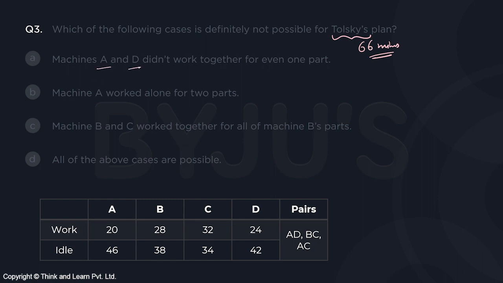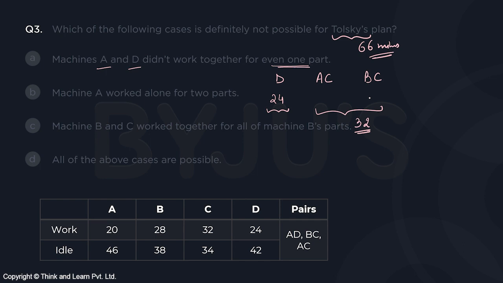Machines A and D did not work together for even one part. So let us say machines A and D do not work together ever. If A and D never work together, that means D will be working for the complete 24 minutes alone, right? Now, I can work in pairs only for AC and BC, because the AD pair is not allowed according to option A. If the AD pair is not allowed, AC and BC can work together for 32 minutes, right?